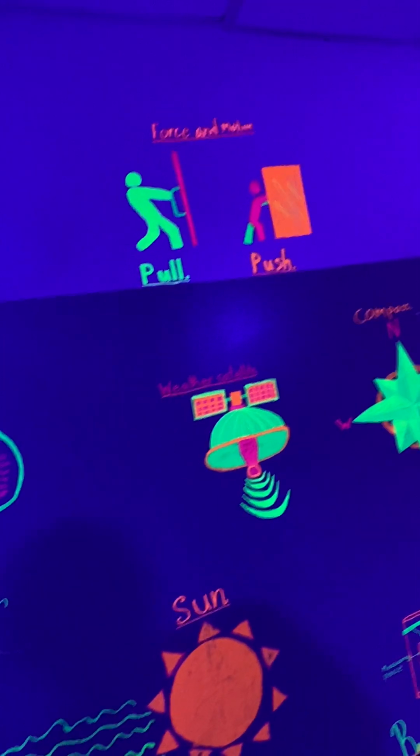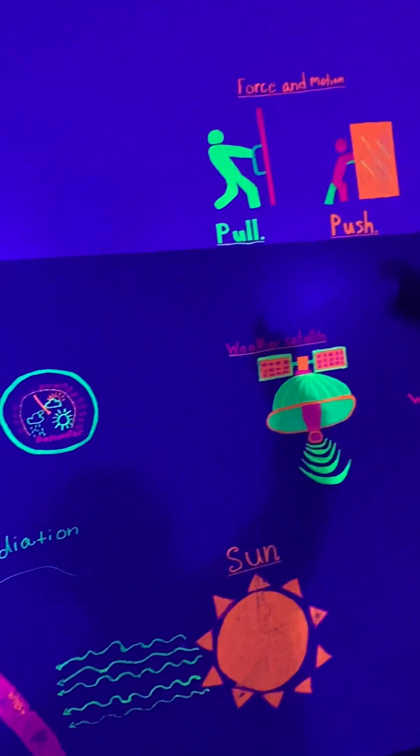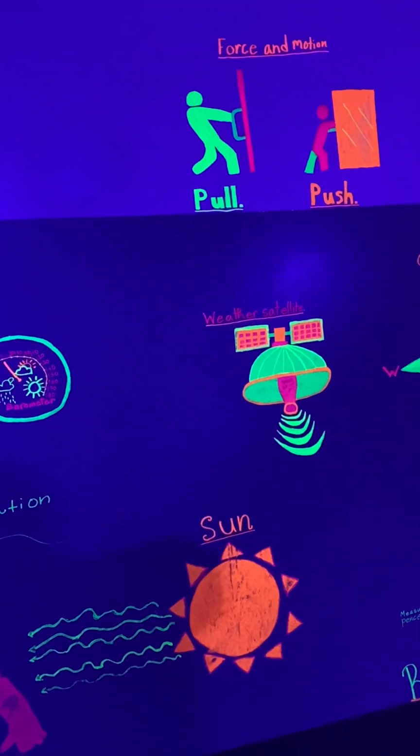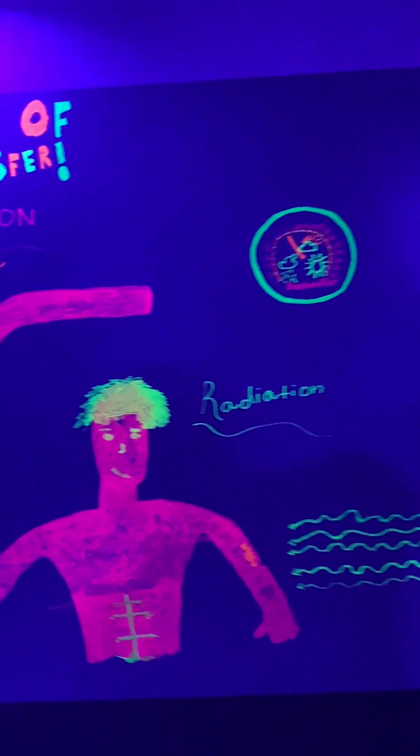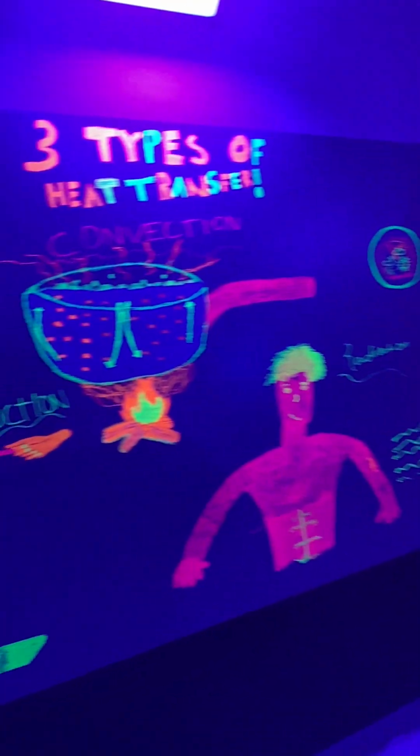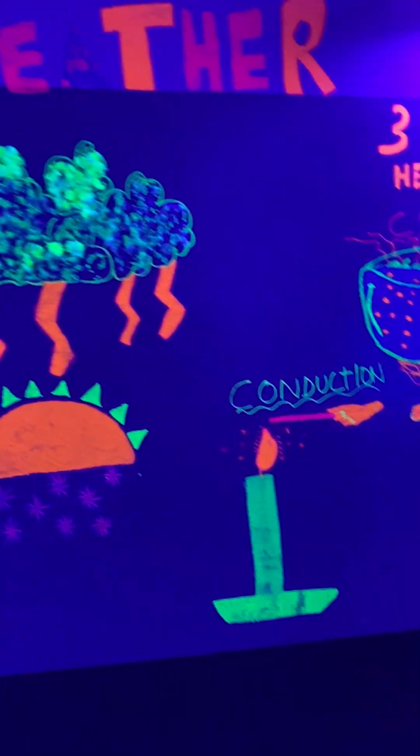Look at the push-up demonstration. Isn't that actually awesome? There's a mathematical formula for that. Wow. And they're showing the three types of heat transfer. Types of heat transfer. And look back to weather, make sure I'm not missing that.